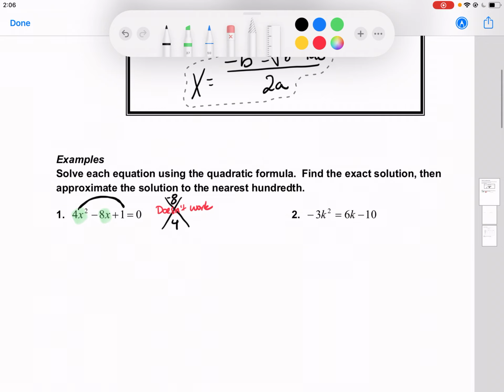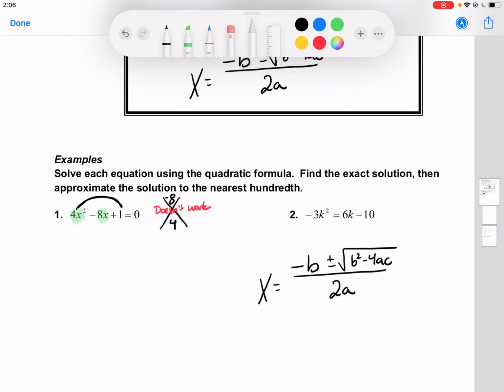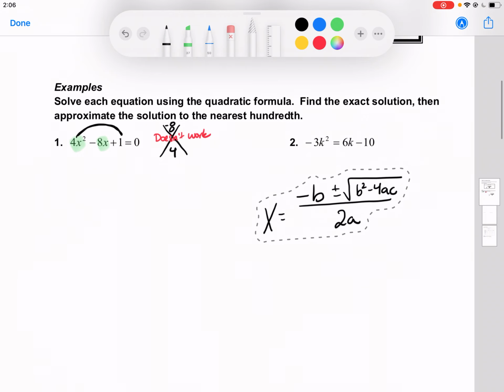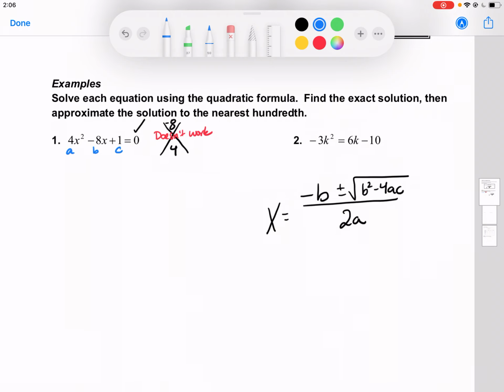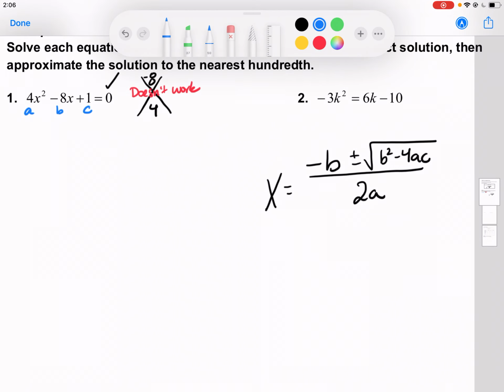We're just going to go ahead and do this one, and we only really need to use it if factoring doesn't work. So I'm just going to put this off to the side for this first problem. So first thing you do is make sure it's equal to 0 like we did when we factored. So it's equal to 0. Step 2 would be then to identify your A, your B, and your C. In this case, A is 4, B is negative 8, C is 1.